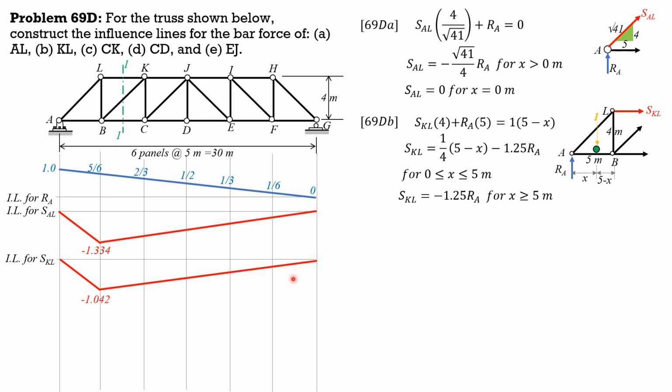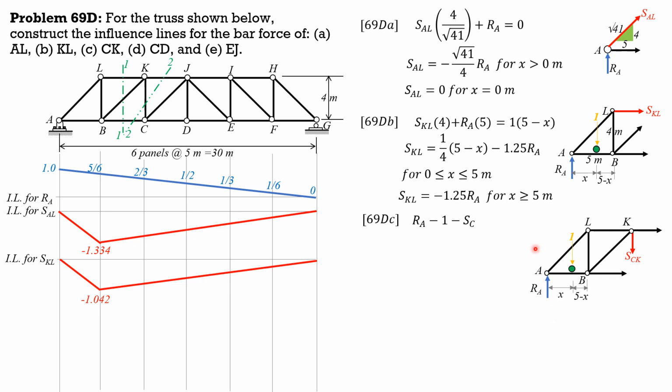Then for CK, this is CK. So this should be the sectioning. So let's consider forces to the left of section 2-2. So this is the free body diagram, and our equation would be summation of forces Y. So summation of forces Y, RA minus 1 minus SCK equals 0. So SCK is RA minus 1 for 0 less than or equal to x less than or equal to 5 meters. Beyond that, the unit load 1 is no longer on the free body diagram. So remove it, so SCK would be RA for x greater than 5.